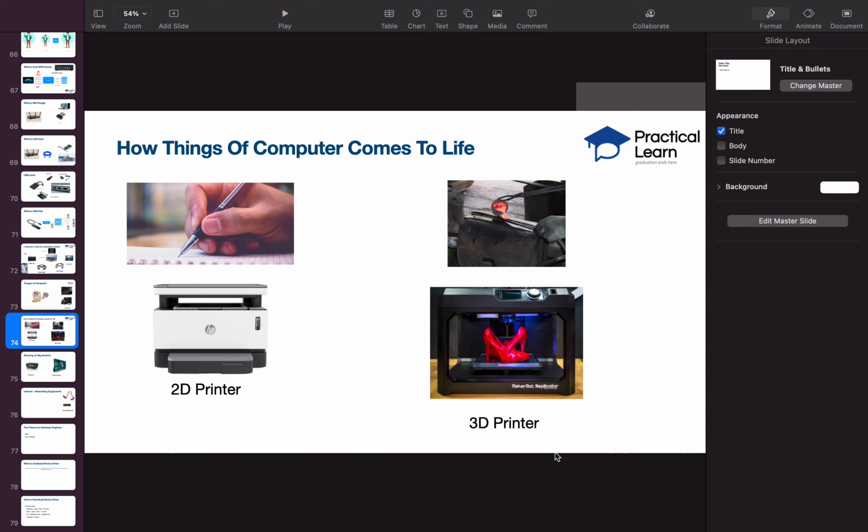In this video, we'll be discussing printers. So printers are of two types, 2D printer and 3D printer.